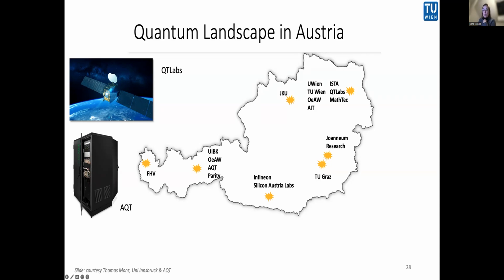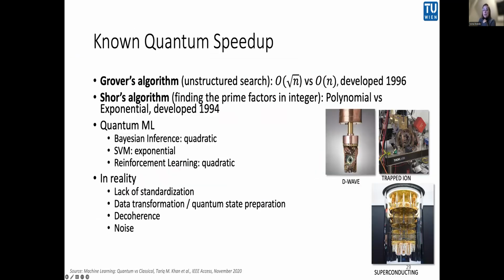And quantum computing allows us certain speed-ups that are beyond classical algorithms. For example, if we talk about Grover's algorithm, which is used for unstructured search, or if we talk about Shor's algorithm, which is used for finding the prime factors of an integer, where we have excellent speed-ups.